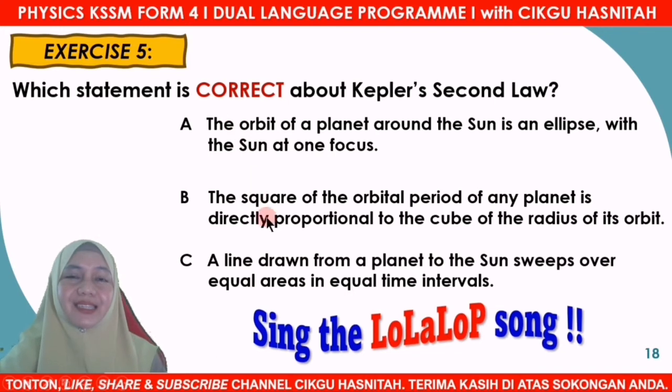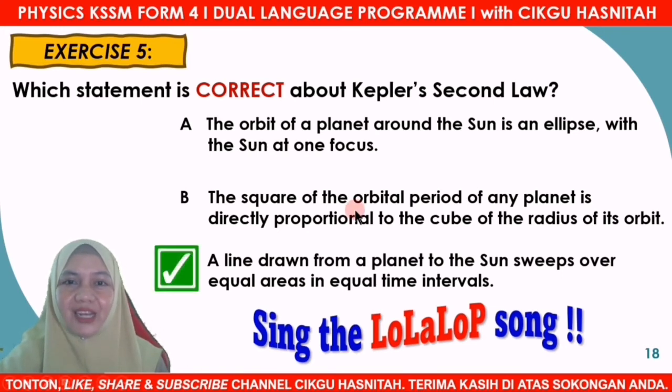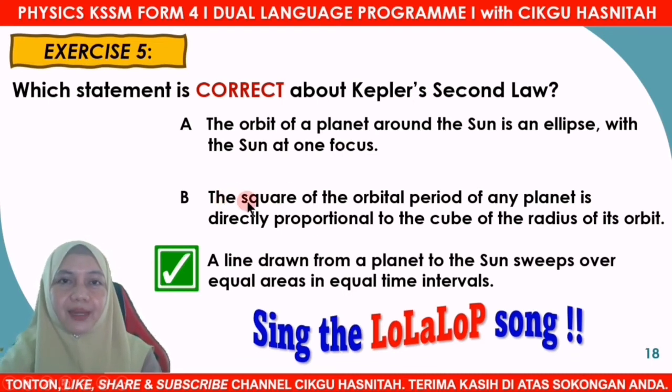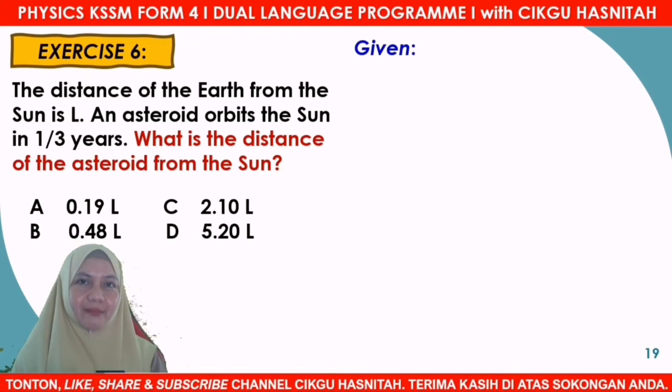So which one tells us the law of area? Definitely the answer is C, very well. A line drawn from a planet to the sun sweeps over equal area in an equal time. The answer A refers to Kepler's first law, law of orbit. Meanwhile, B stands for Kepler's third law, the loop there. Very good. Okay, now let us continue with exercise number 6.